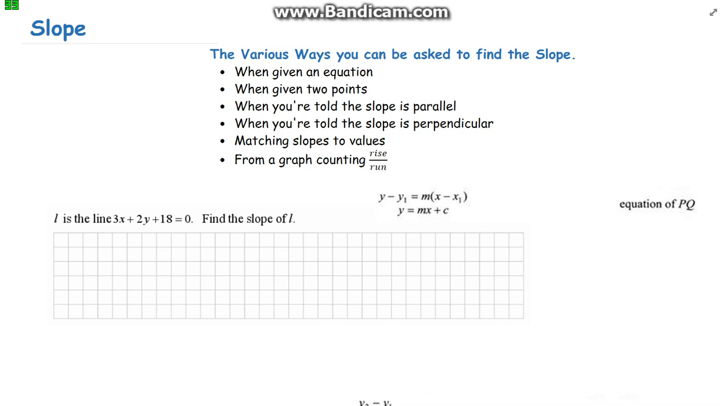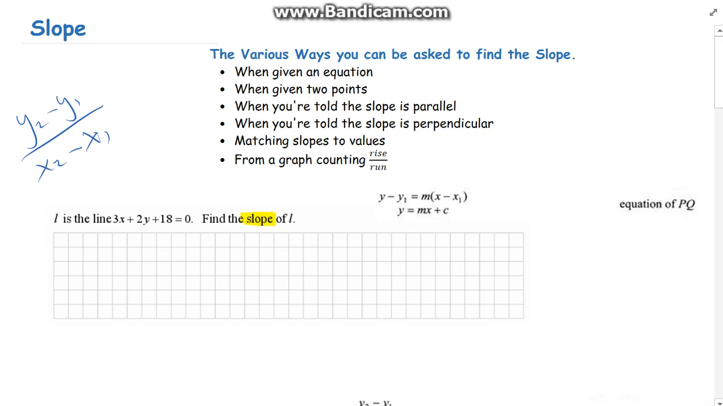So L is a line, 3x plus 2y plus 18 equals 0, find the slope. Okay, so you know straight away you're going to the slope. If you look at your log tables, it says slope is m, and the formula is y2 minus y1 over x2 minus x1. That's not going to help us here. You need 2 points, and we don't have 2 points in this question. So there's another thing we use.